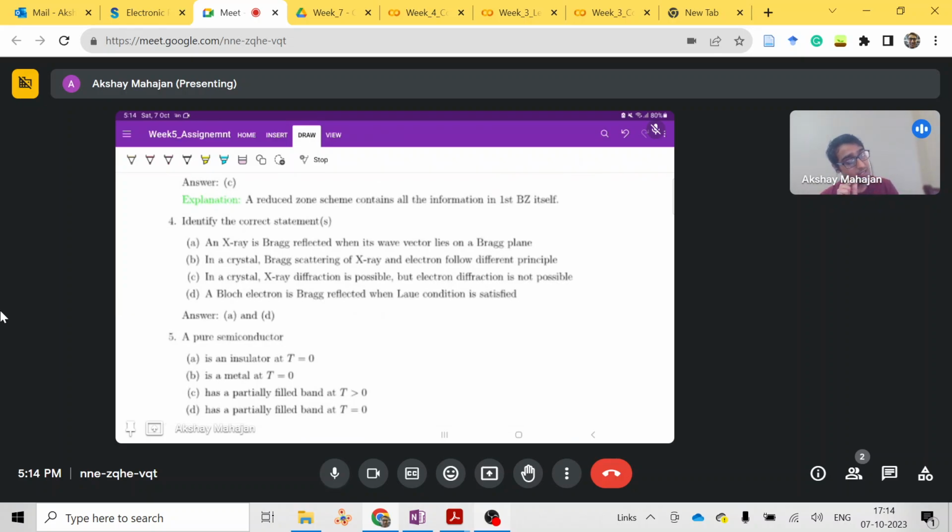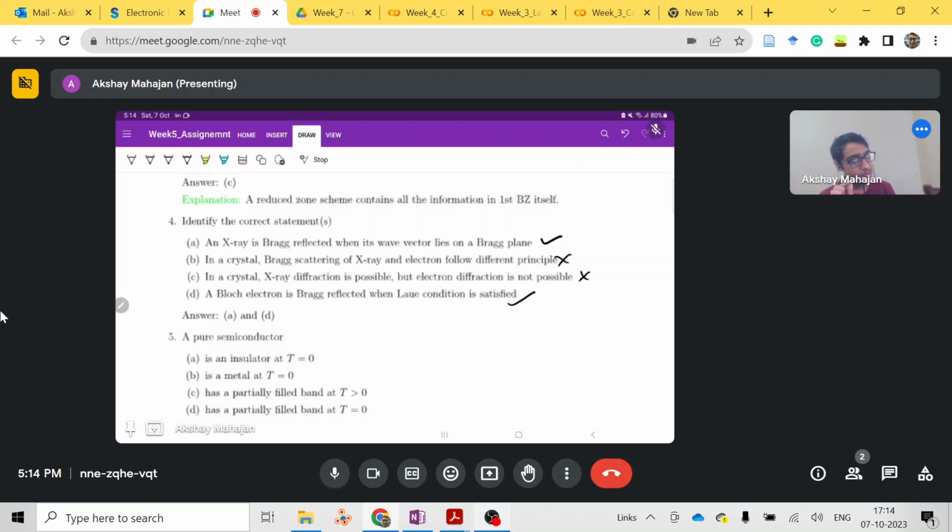An X-ray is Bragg diffracted when its wave vector lies on a Bragg plane. That's true. And then in a crystal, Bragg scattering of X-ray and electron follow different principles. No, they follow the same principle. In a crystal, X-ray diffraction is possible, but electron diffraction is not. No, a Bloch electron is Bragg diffracted when the Laue condition is satisfied, as you have seen in the lecture.